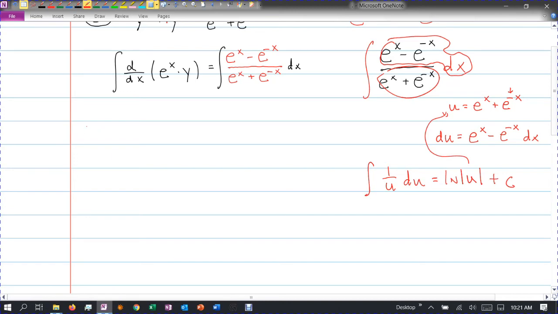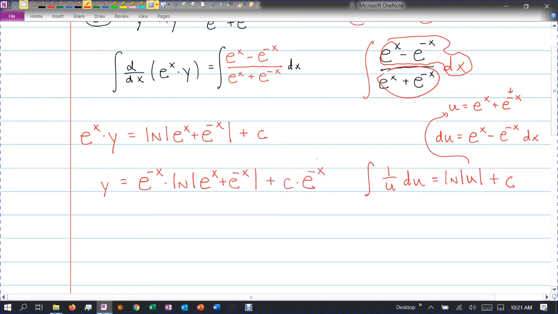Okay, so e to the x times y equals natural log of e to the x plus e to the negative x plus a constant, and then I divide through by e to the x. So I'm going to rewrite that as dividing through by e to the x is the same as that, plus c times e to the negative x. All right, that should be y. Let's check. Yeah.